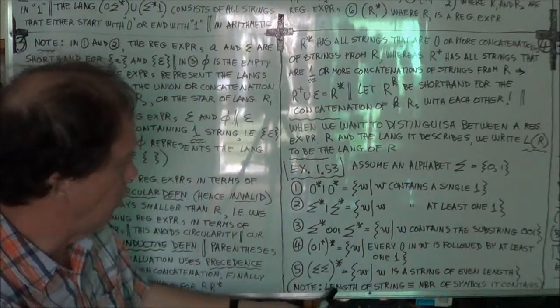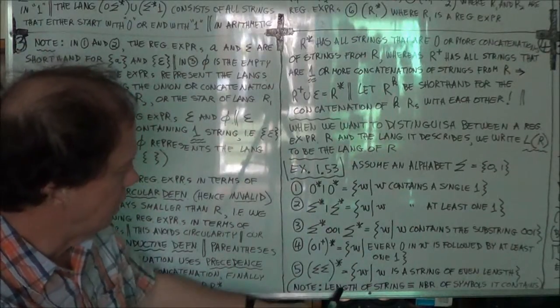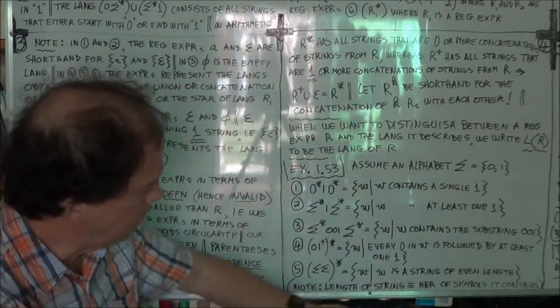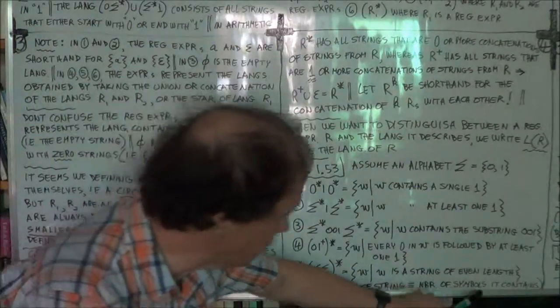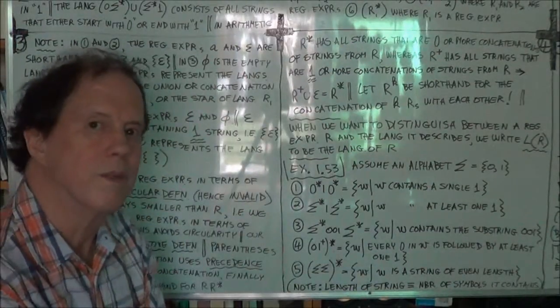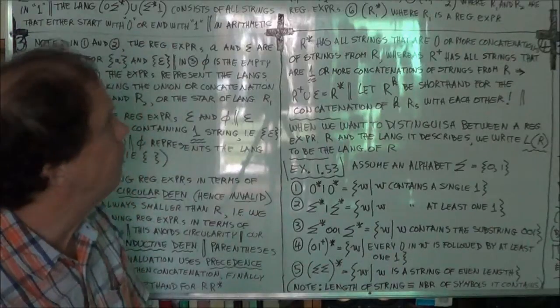Well, we've done it a bit before, but just a reminder here, like a note. The length of a string, what does that mean? So 3 bars by definition, well, it's the number of symbols in the string. And that's all pretty simple.